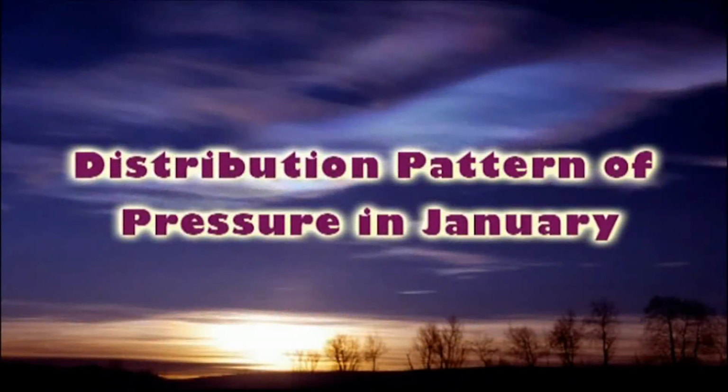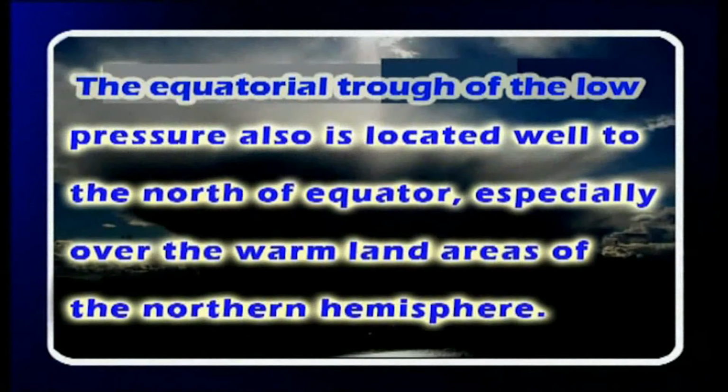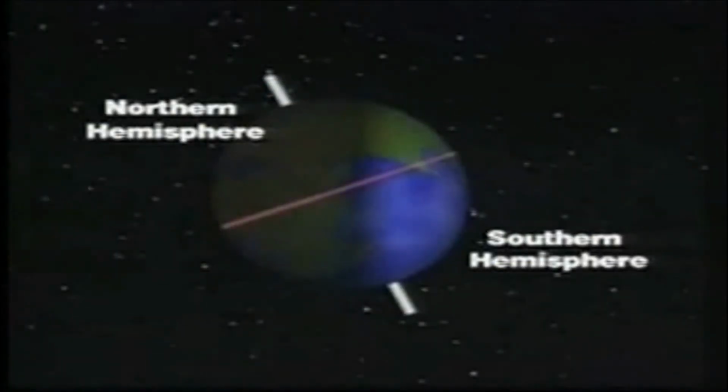Distribution pattern of pressure in July. This is the period of summer in the northern hemisphere. Because of the apparent movement of the sun towards the Tropic of Cancer, all pressure belts shift towards the north. Therefore, the equatorial trough of low pressure also is located well to the north of the equator, especially over the warm land masses of the northern hemisphere.